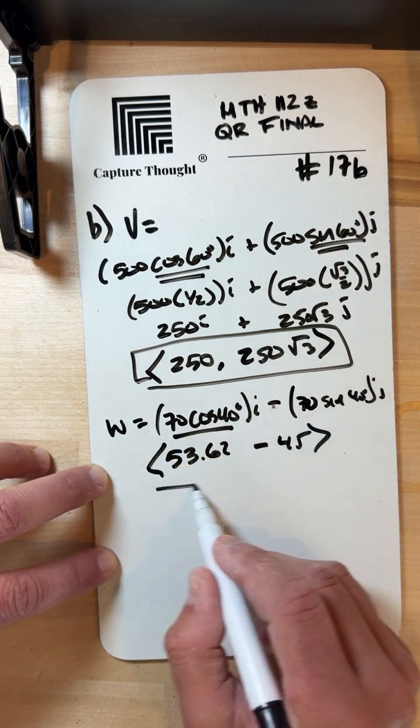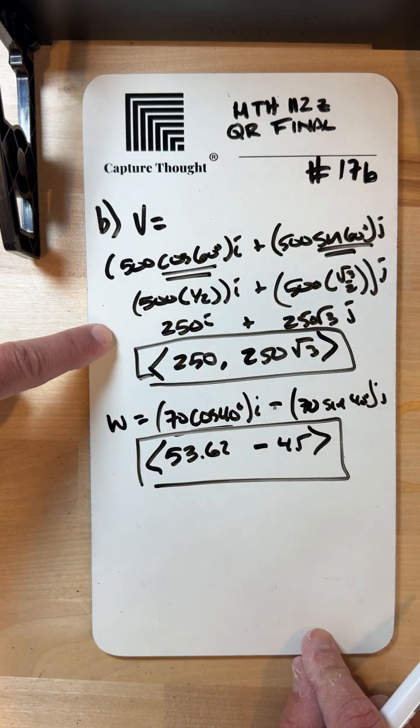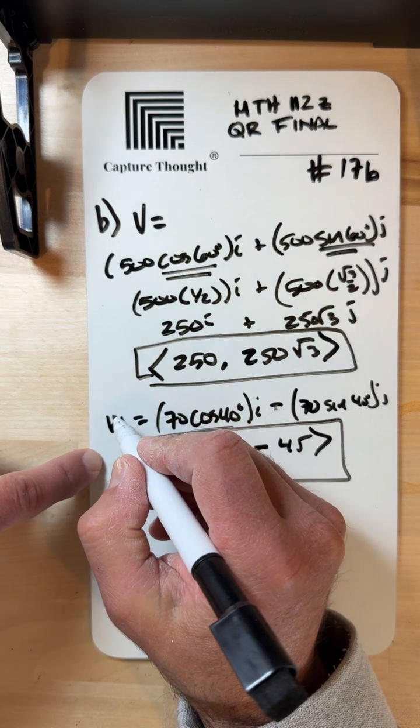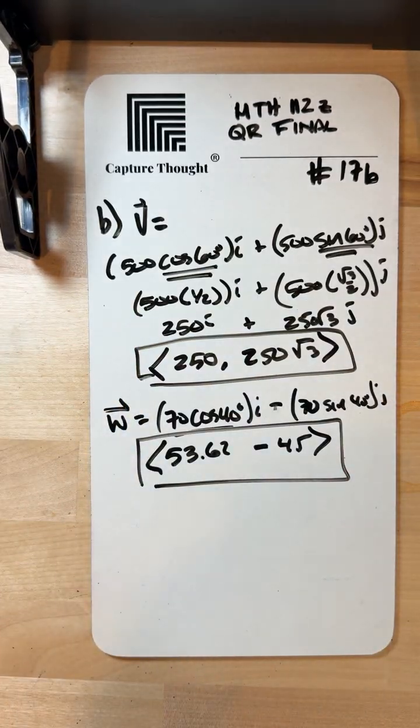So now we have vector V, which is the airplane relative to the air, and then vector W. So this is vector W, this is vector V. These are the component forms. We're going to use those in the next part.